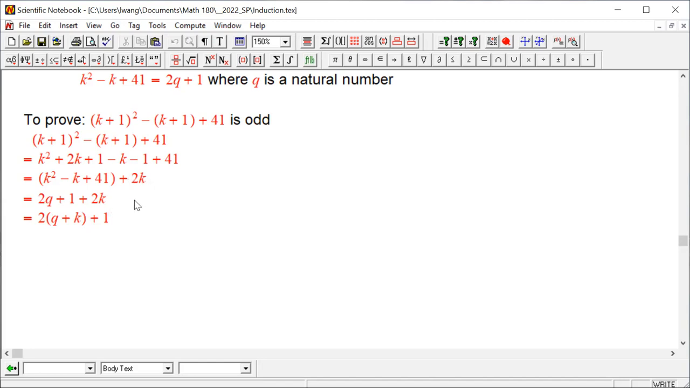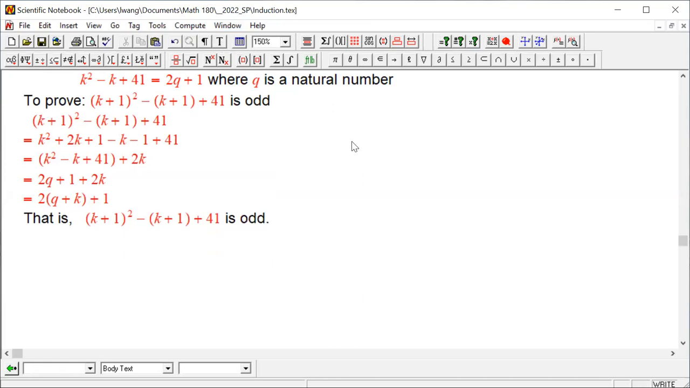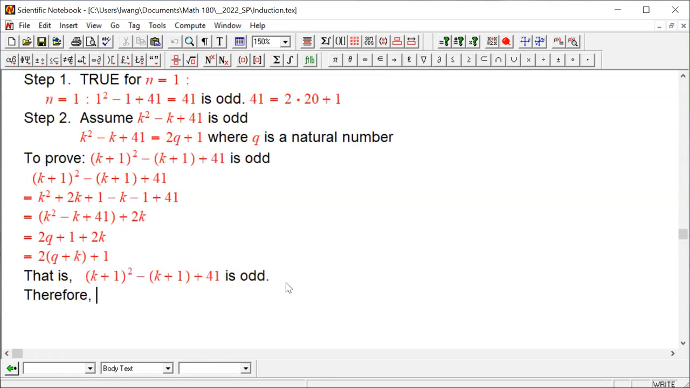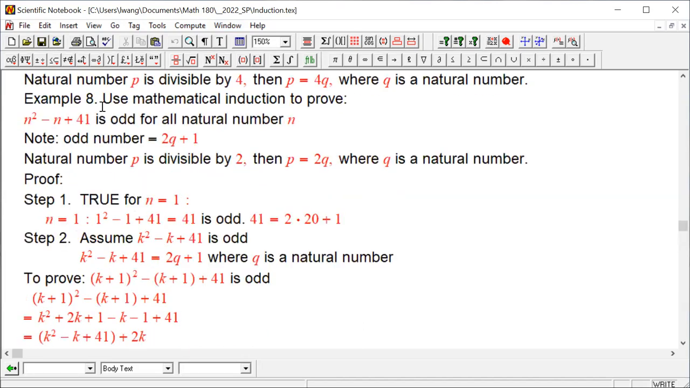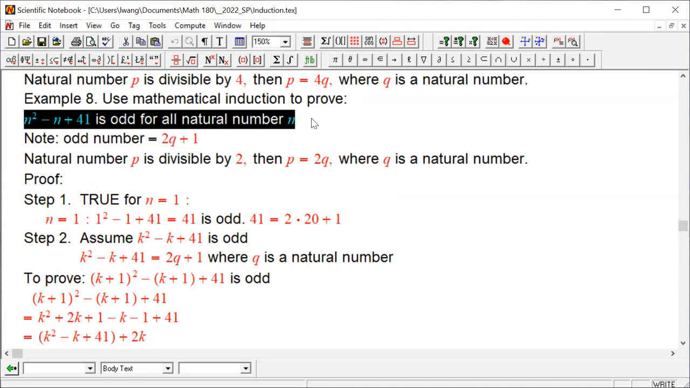So now we are certain, with the assumption, that this expression is odd, and we don't need anything manipulated here. So we're good. Now we can draw the conclusion. Therefore, what is to be proved? We just copy that. This piece is odd.